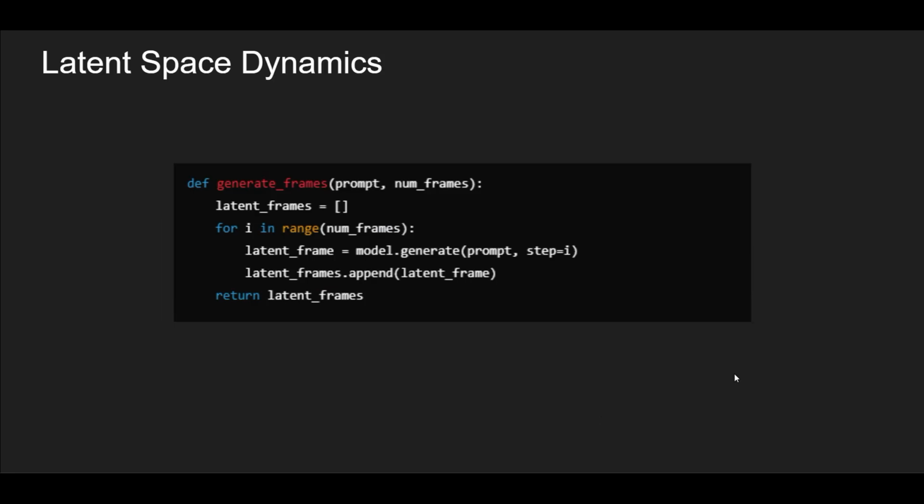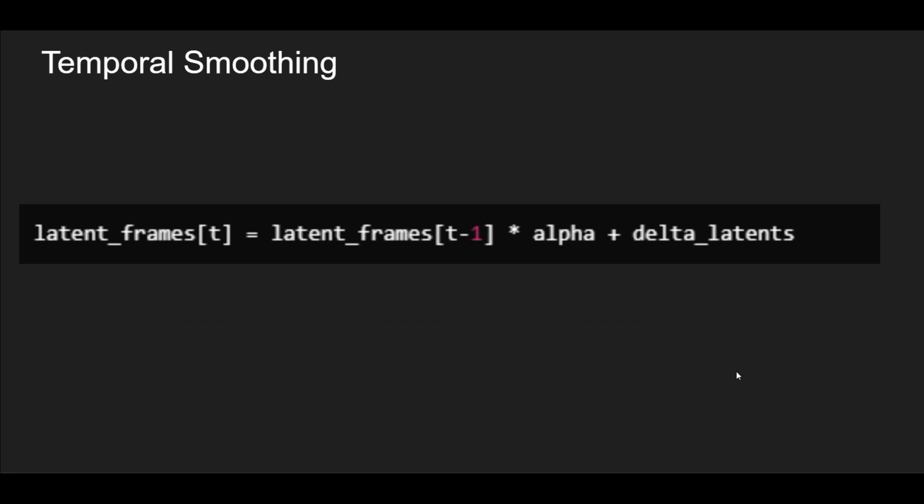Next is latent space dynamics. The model uses latent diffusion to create video frames by interpolating between the embeddings of each frame. This ensures each frame connects seamlessly with the next. Then temporal smoothing. Temporal smoothing aligns latent states over time, creating realistic motion and eliminating flicker.